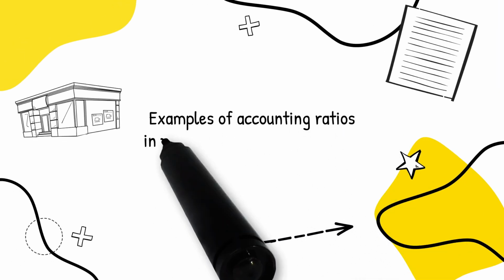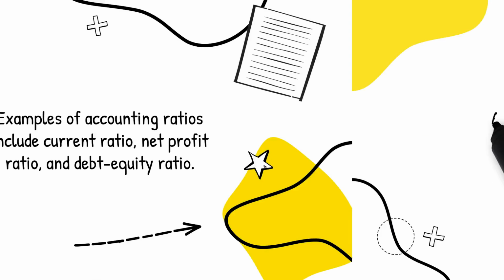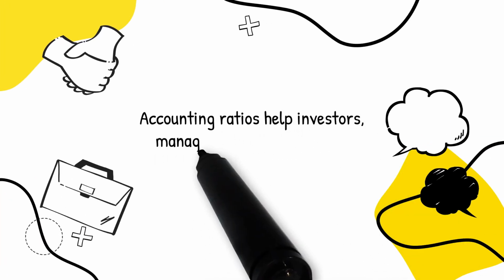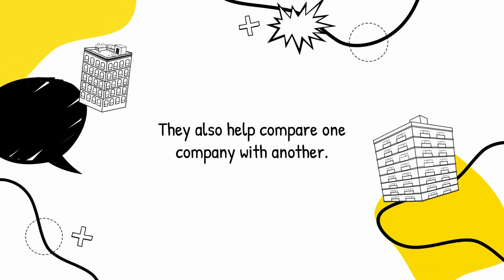Examples of accounting ratios include current ratio, net profit ratio, and debt-equity ratio. Accounting ratios help investors, managers, and lenders make decisions. They also help compare one company with another.